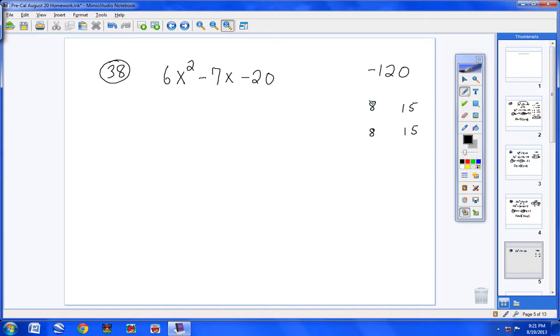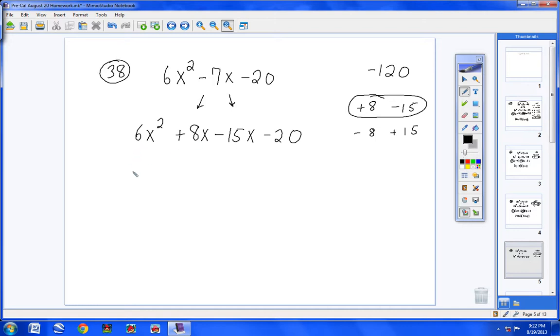8 times 15, we want a negative 120, so it's a positive times a negative, and a negative times a positive. Now, only one of those combinations gives a negative 7x, and it's going to be this one right here. Okay? So I'm going to rewrite this negative 7x with two terms. I'm going to bring down my 6x squared. Then I'm going to put positive 8x, and then negative 15x, and then minus 20. There we go.